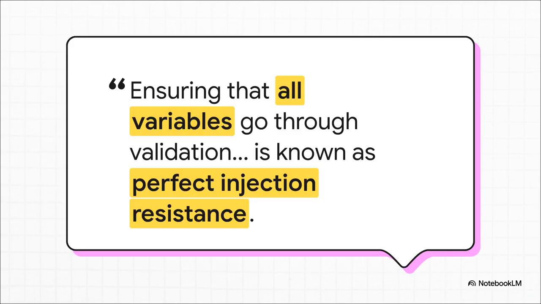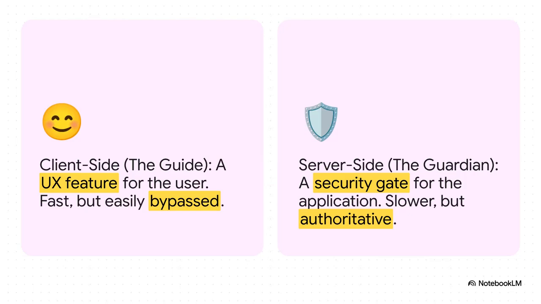The Open Web Application Security Project, or OWASP, has this fantastic phrase for the goal here. They call it perfect injection resistance. And the way you achieve it is by ensuring that all variables, every single piece of data that comes in, are checked, validated, and cleaned up. You have to assume everything is hostile until proven otherwise. No exceptions. So let's put these two side by side one more time.